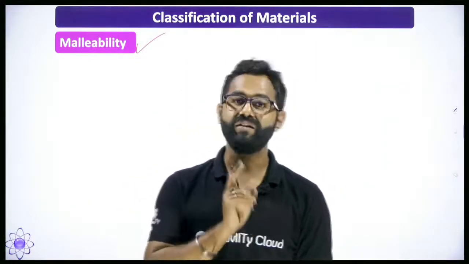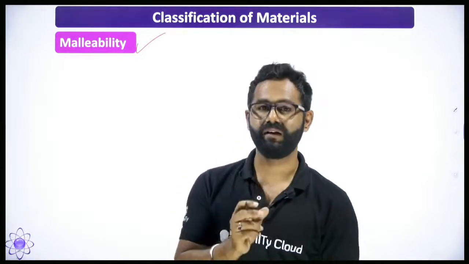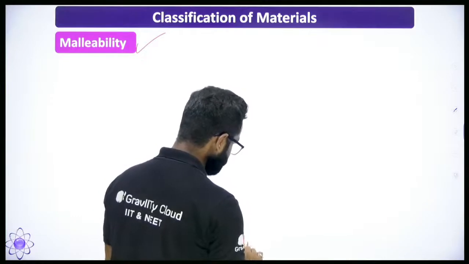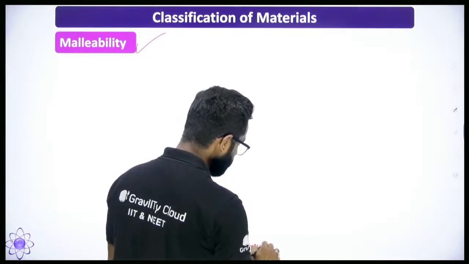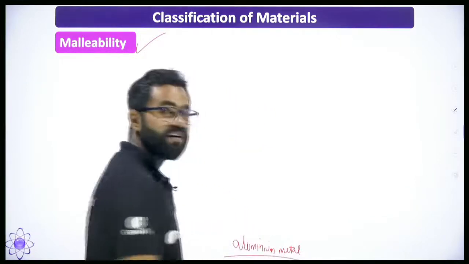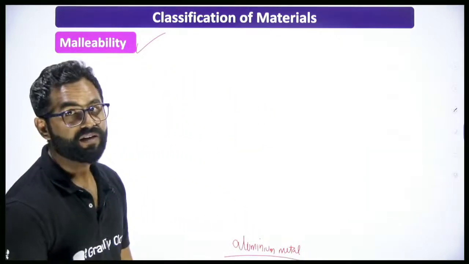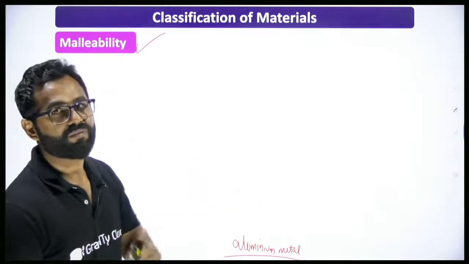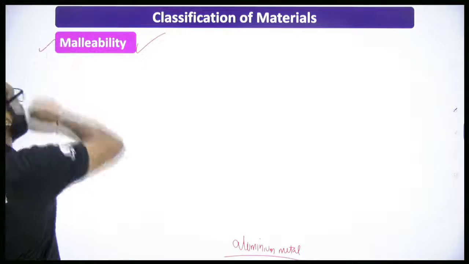That aluminium foil is actually made up of aluminium metal. So aluminium metal is solid, right? Then how can we convert aluminium metal into a sheet? That is possible because of the property of malleability.